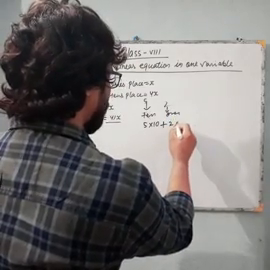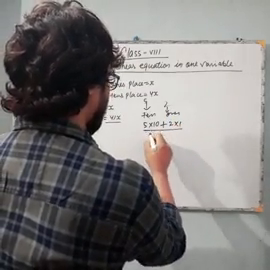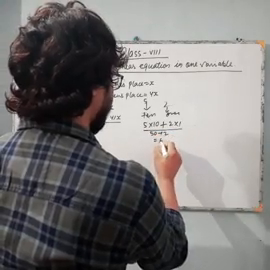So we will multiply 2 by 1 and add it. That is 50 plus 2, it is 52.